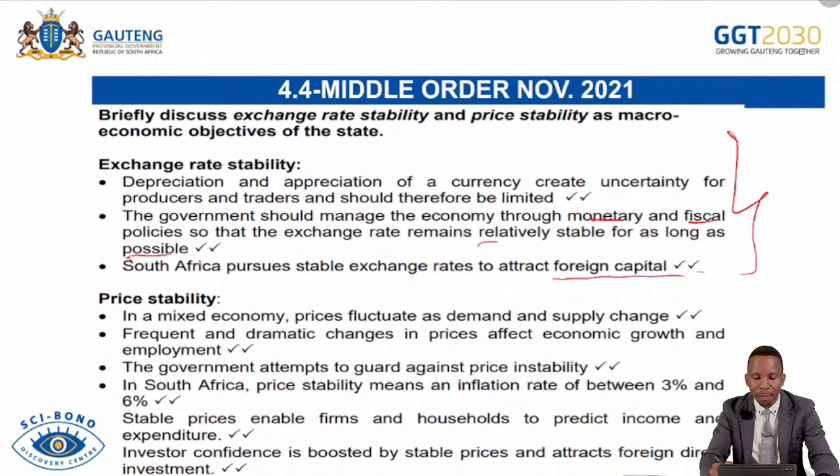Price stability. In a mixed economy, prices fluctuate as demand and supply change. Frequent and dramatic changes in prices affect economic growth and employment. The government attempts to guard against price instability. In South Africa, price stability means an inflation rate between 3 to 6%. Stable prices enable firms and households to predict income and expenditure. Investor confidence is boosted by stable prices and attracts foreign direct investment. So in this case, this information is also found in your notes. So you just have to study your notes and come deliver. There's nothing critical about this.